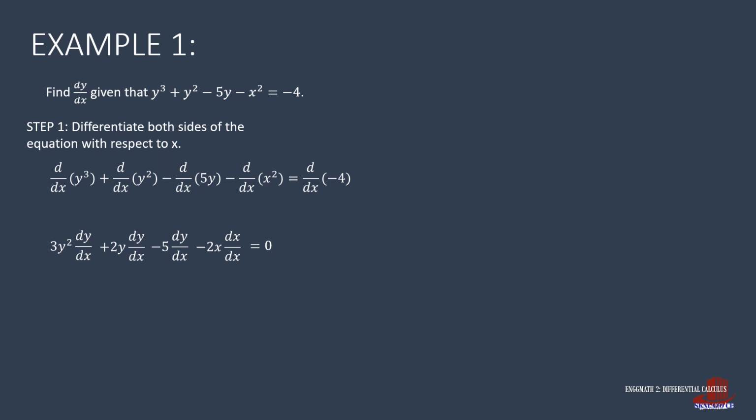With the resulting equation, remember that we can simplify dy all over dx as y prime, and also dx all over dx as 1. So for the second step of collecting terms with y prime, all we need to do is to transpose negative 2x to the other side, where our equation turns out as 3y squared y prime plus 2y y prime minus 5y prime is equal to 2x.